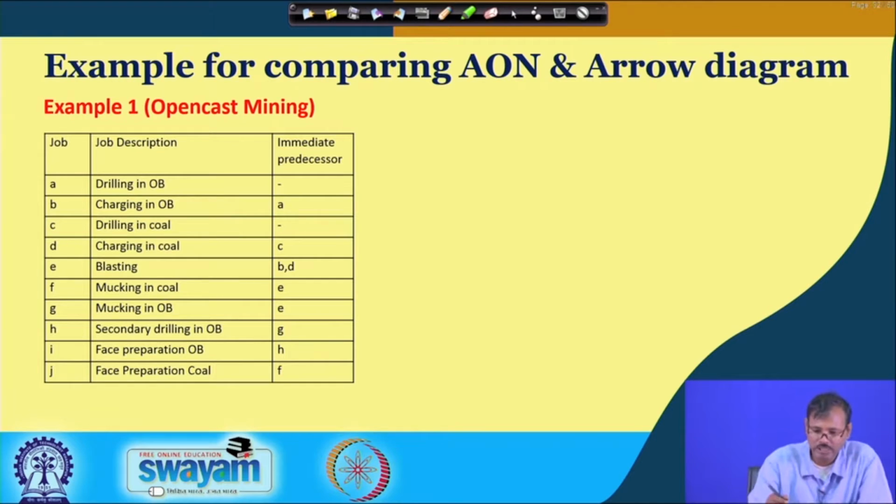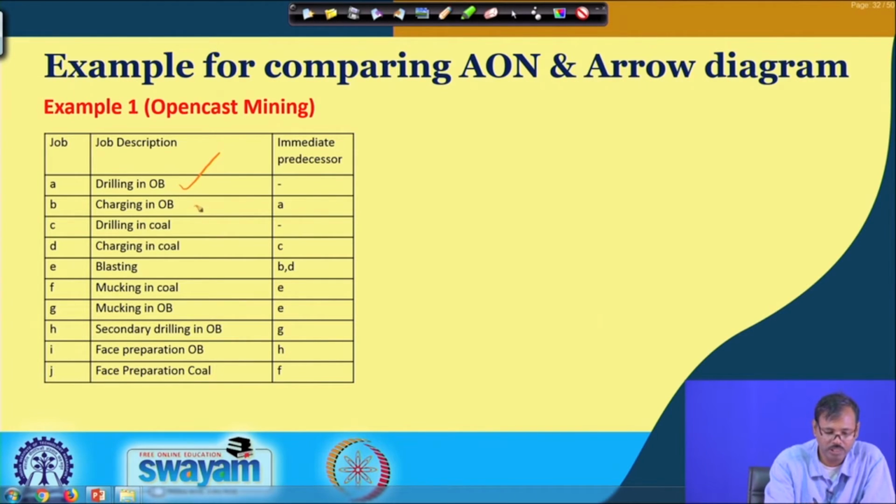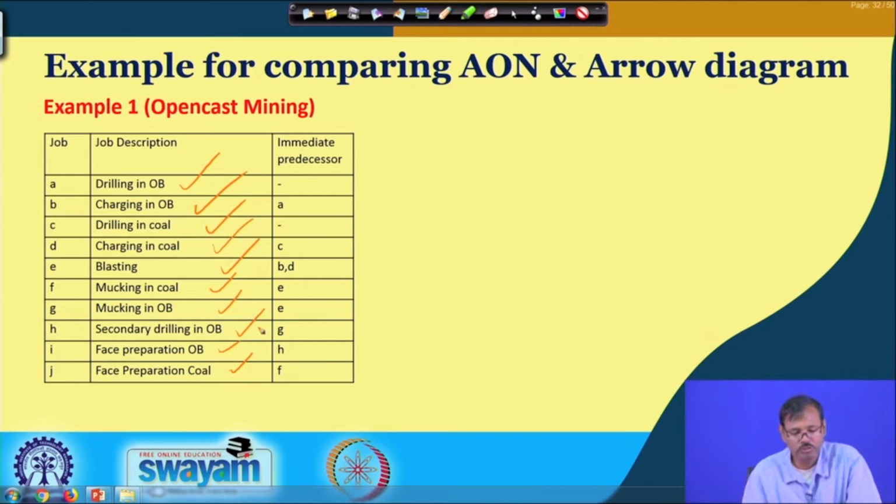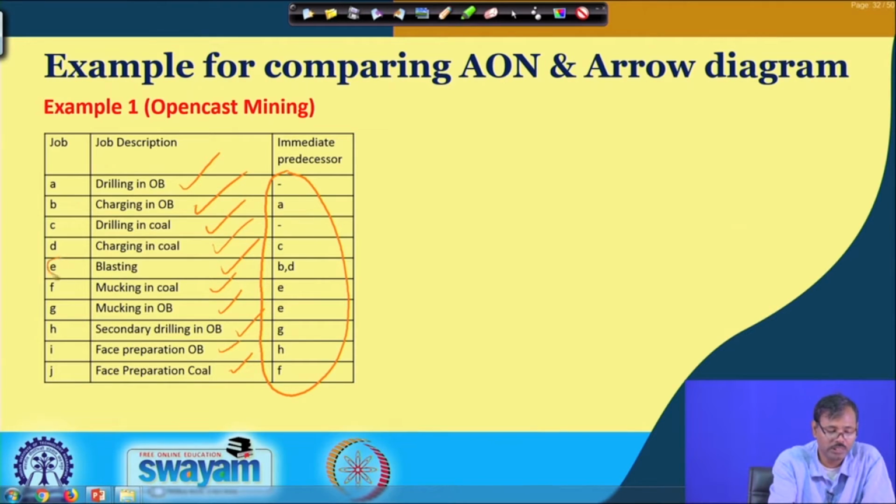So, let us consider this one, where drilling of overburden, charging of overburden, drilling in coal, charging in coal, then blasting will be carried out for both together, then mucking in coal, mucking in overburden, and secondary drilling in overburden is required. In coal we do not expect larger size boulders, then face preparation in OB and coal is required. Based on that, our expert systems show that we have to carry out drilling before charging. So, that is essentially required, that B has A as its predecessor. We must charge the hole first before blasting. So, B and D are required before we carry out the blasting E.